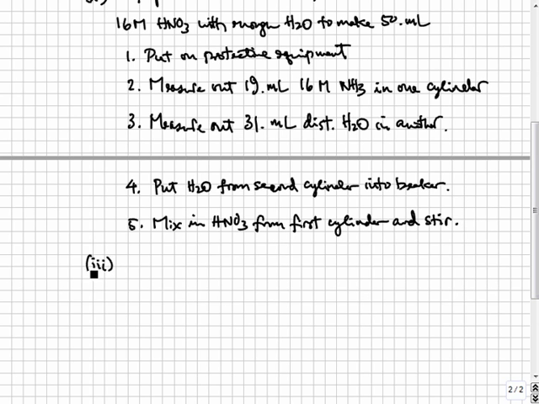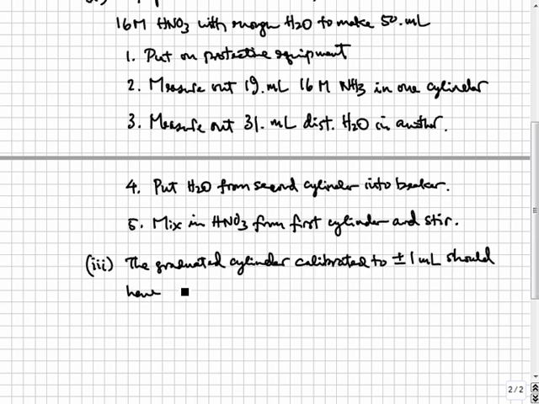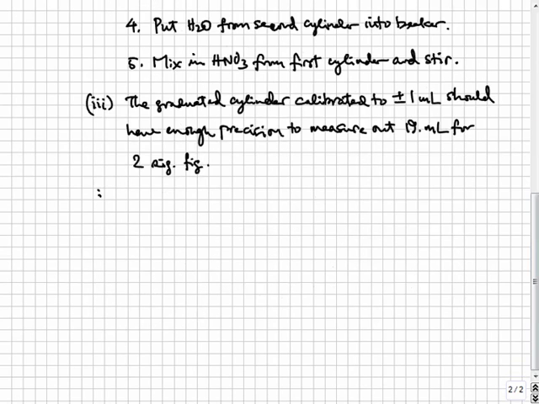Notice that for the precision of the volume that you need, you only need two significant figures. You need 19 milliliters, and a graduated cylinder calibrated to within plus or minus 1 milliliter should have enough precision to measure out this volume with two sig figs, so you do not need a volumetric flask.